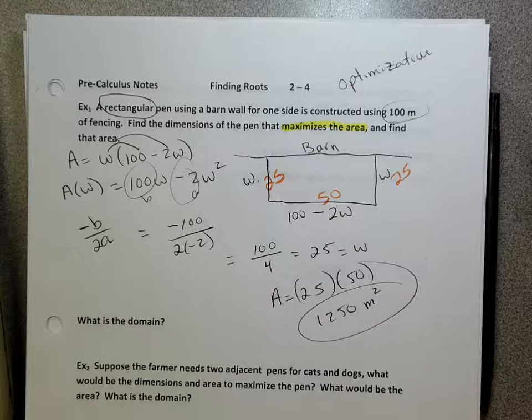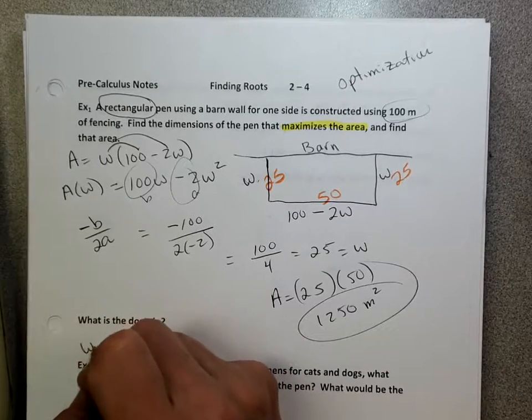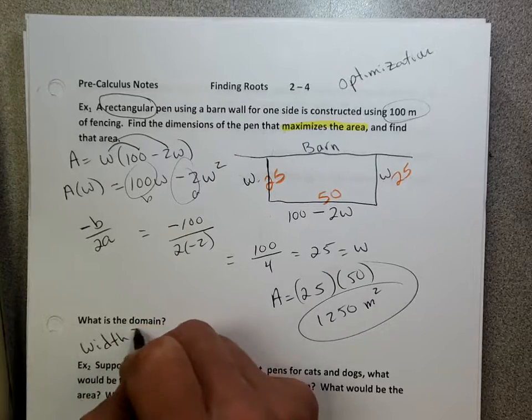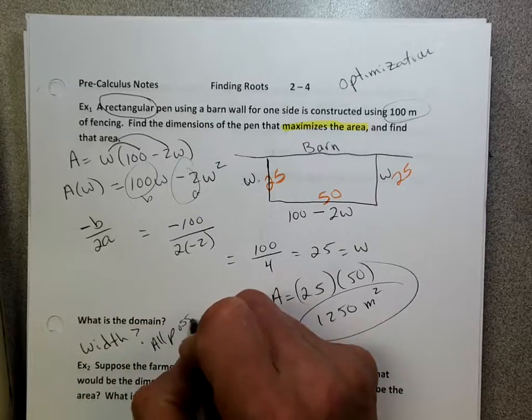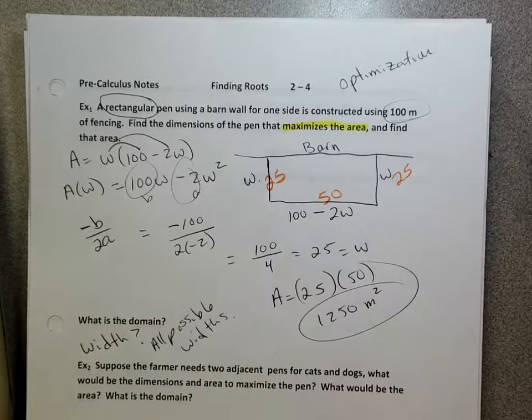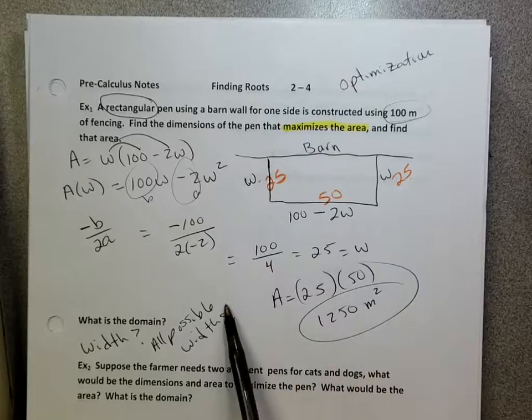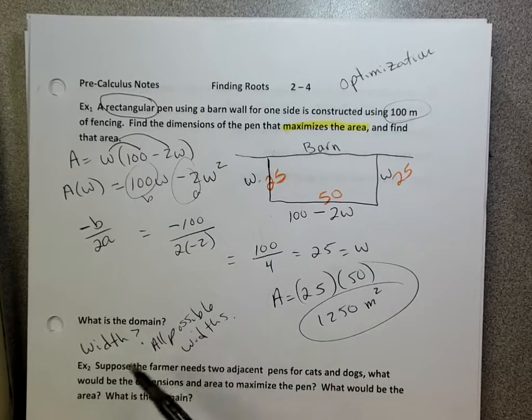So what about the domain? The domain's talking about the x variable, right? So the x in this case is our width. What's our domain? Is width. And it's all possible widths. Okay? So I've got this barn. I can make it in lots of ways. Now there's some really bad ways to make it, but I could make it this way, right?